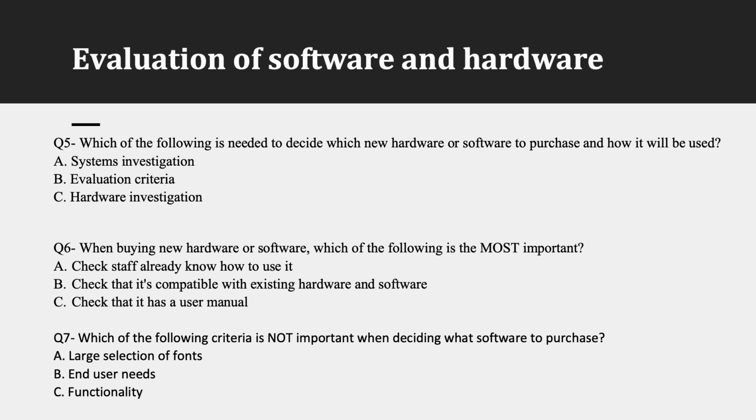Question number 7. Which of the following criteria is not important when deciding what software to purchase? Ouch, my neck hurt. Right. A, large selection of fonts, B, end user needs. And sorry, what was it?